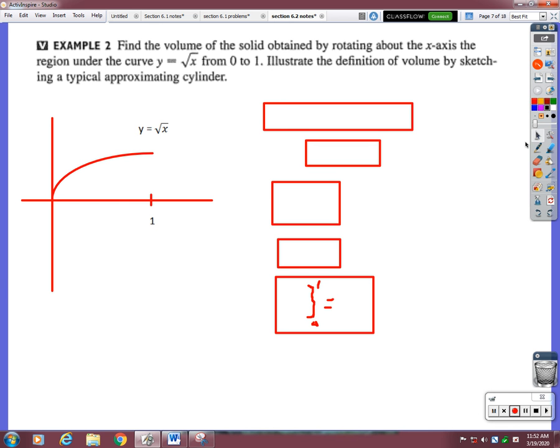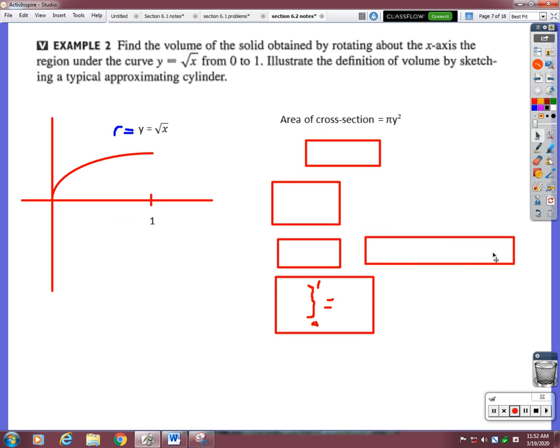But the radius of all of those cylinders will always be, the struggle is real. The radius of all of these will always be equal to the y value of the curve, which is the square root of x. So, thanks calculus. That means this is a pretty easy problem to solve. The area of the cross-section is pi y squared. That's always going to be our case when we're just rotating things around the axes.